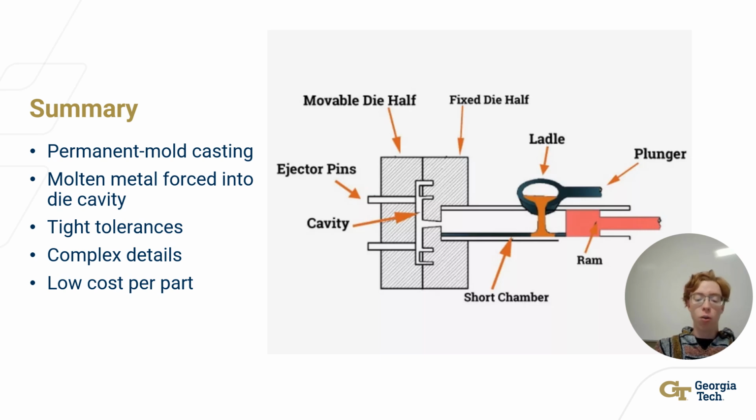This image shows a cold chamber die casting process, which is used for materials with higher melting points. There's also a hot chamber die casting process that is used for materials with lower melting points. Die cast parts can hold to tight tolerances, especially when using high quality molds and dies. This process can also produce complex details, including inserts and thin walls. Because the process is highly automated and the parts need little to no finishing operations, the cost per part is low for high volume runs.